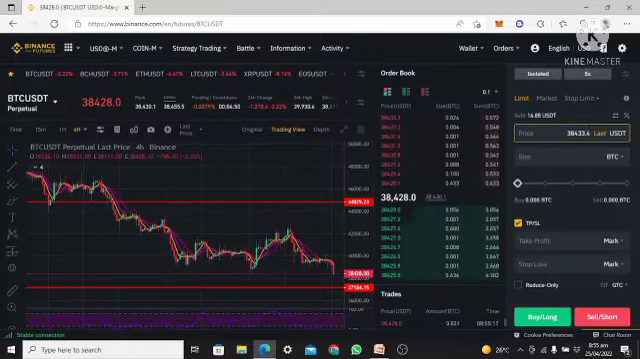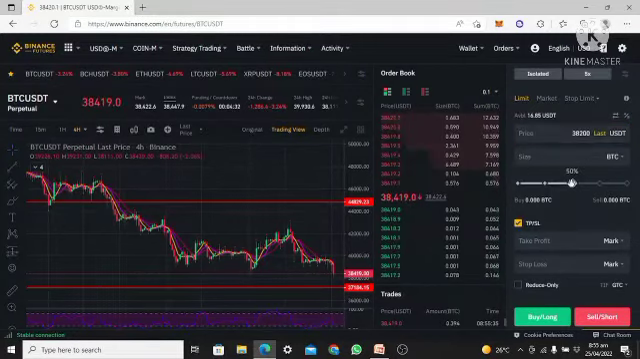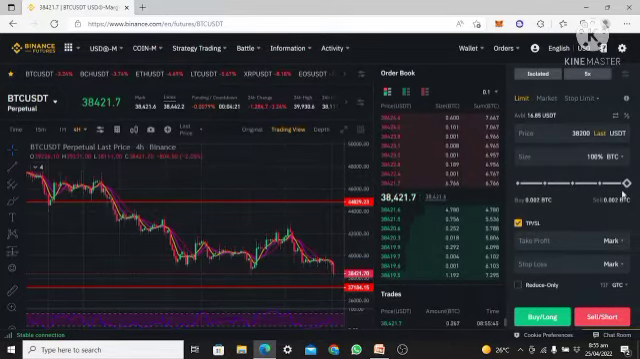So let's say for example, now I want to long the market at a particular price of $38,200. This particular place here is the percentage of the amount of money you want to use. You want to use 50% of your money, or 25% of your capital, or 70%, 75% of your capital, or 100% of your capital to go in this particular deal. So now this is what this place is all about.